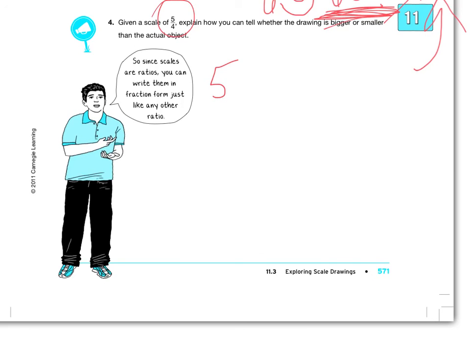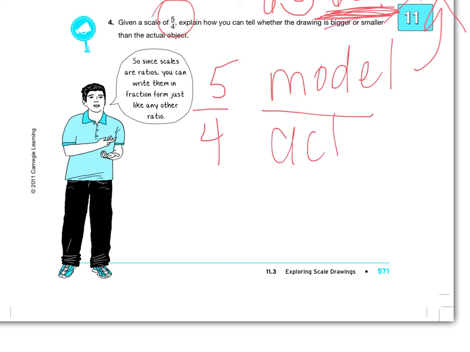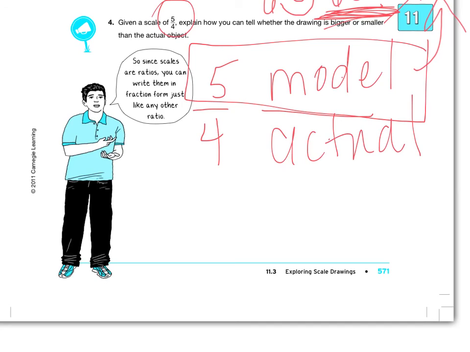When we have 5 to 4, usually we have the model over the actual. So, which is bigger, the model or the actual? The model. So when your scale is 5 to 4, ooh, there's this really cool thing. Let's try it. The model is 5 and the actual is 4. So the model is larger than the actual.